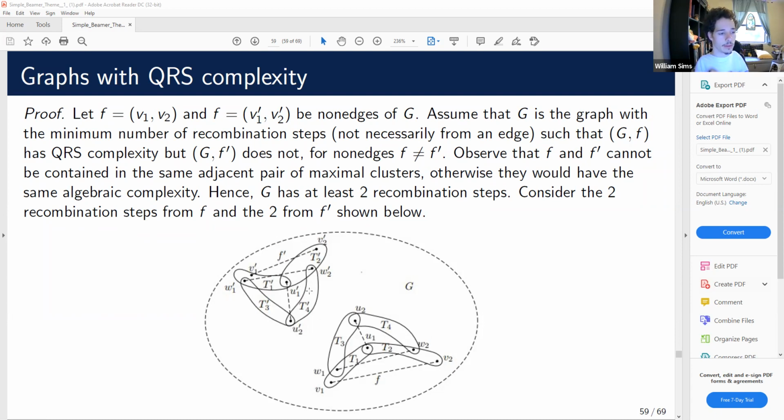So this means that G has at least 2 recombination steps from either non-edge, from either F or from F prime. The picture down here shows G with the first 2 recombination steps from F and the first 2 recombination steps from F prime. So all we've shown here is that if we assume to the contrary that G comma F has QRS complexity, but G comma F prime does not, then we must be in this situation pictured below.